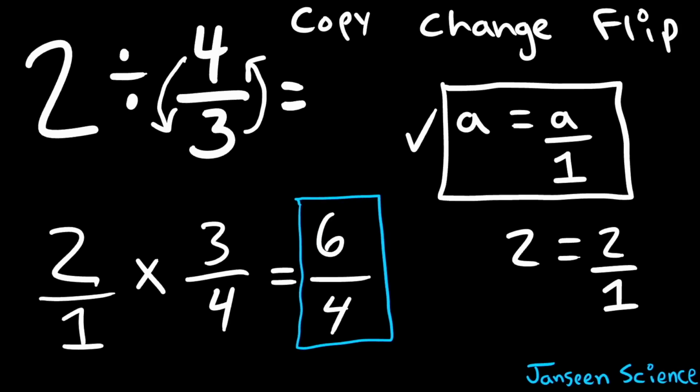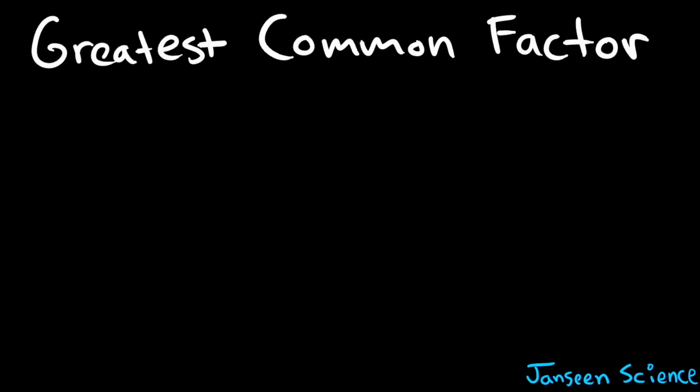Now, 6 over 4, it is correct. It is the correct fractional answer. However, it is not in simplest terms, meaning that we can break it down further. And I want to use something called the greatest common factor to do that. Let me go ahead and write the problem, 6 over 4.